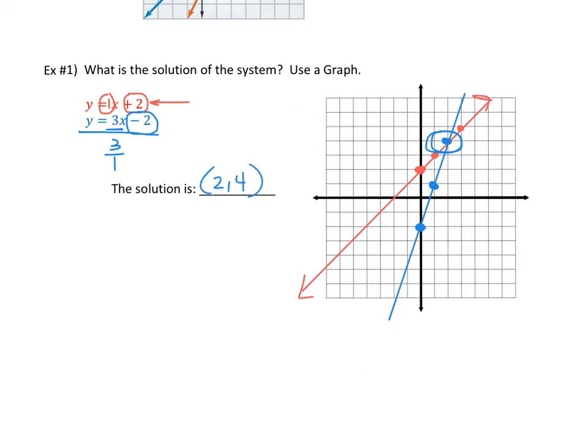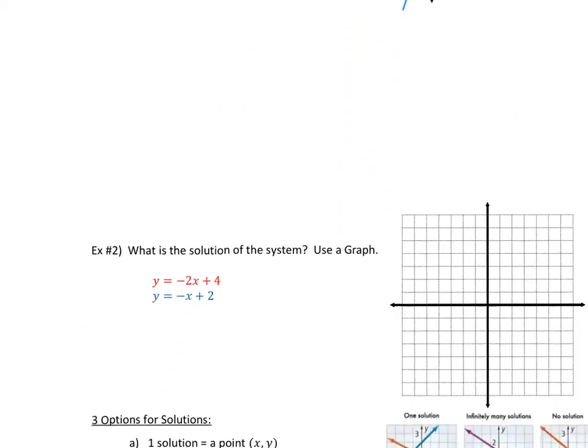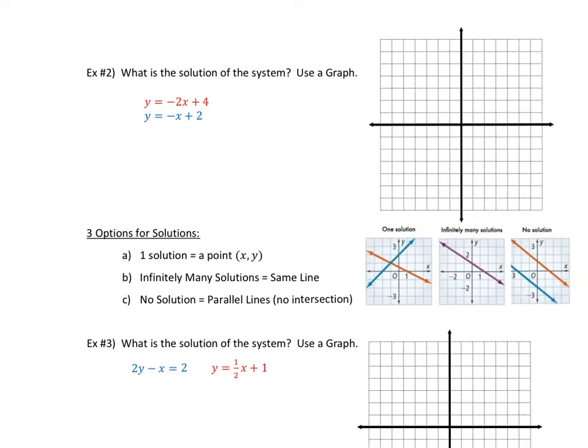Okay, that's the solution to our system. And that is what you're going to be doing in this lesson. You're graphing 2 lines, and then you're seeing where they meet. And wherever they meet, that's your answer. Okay, let's try another one.